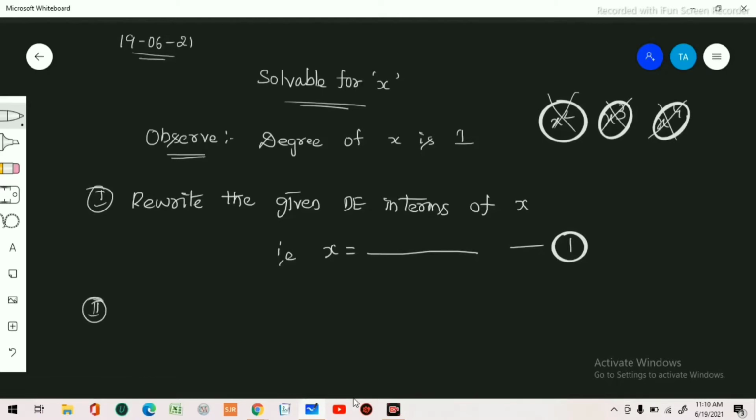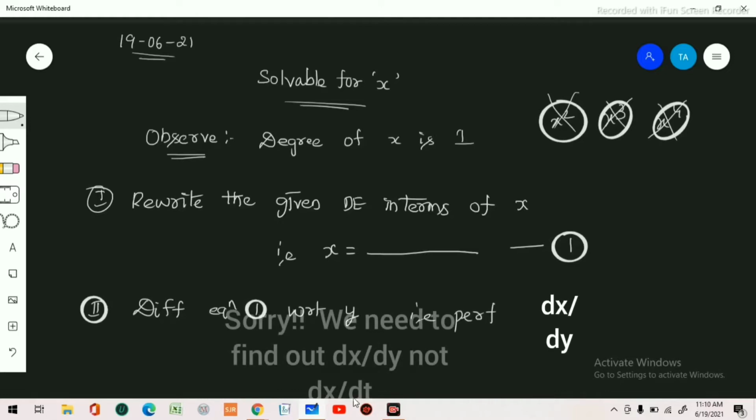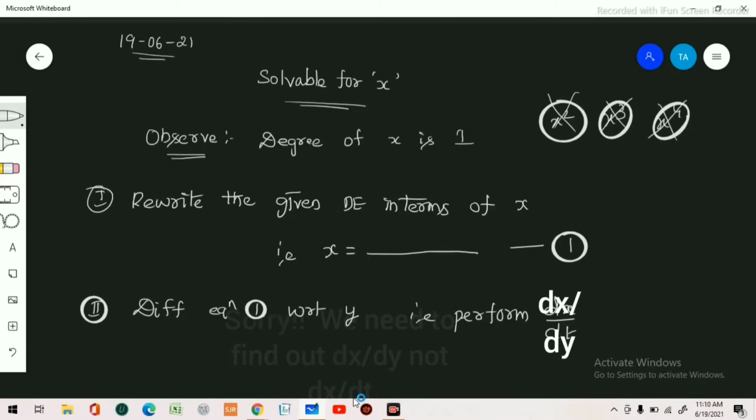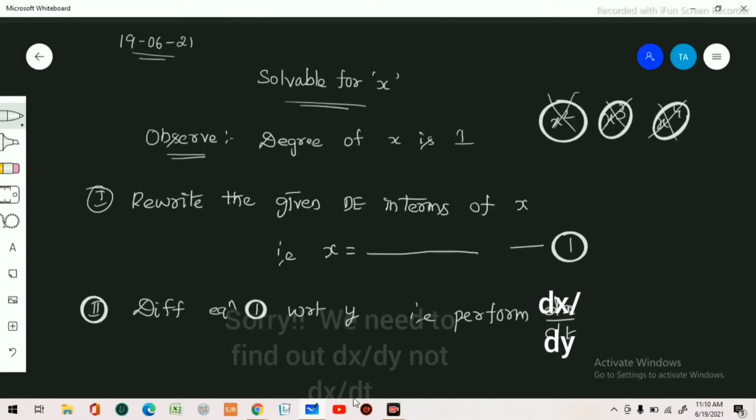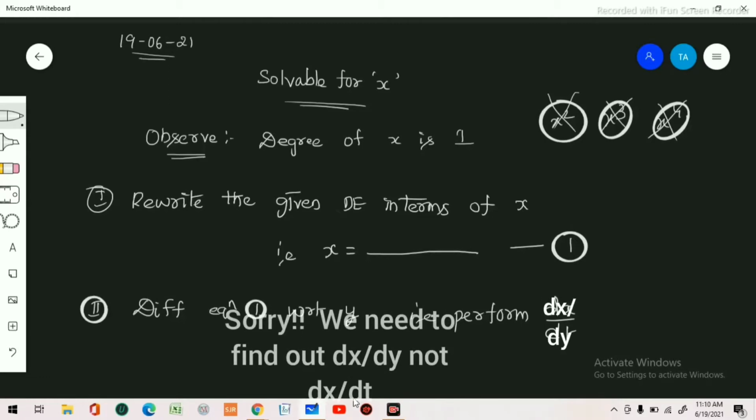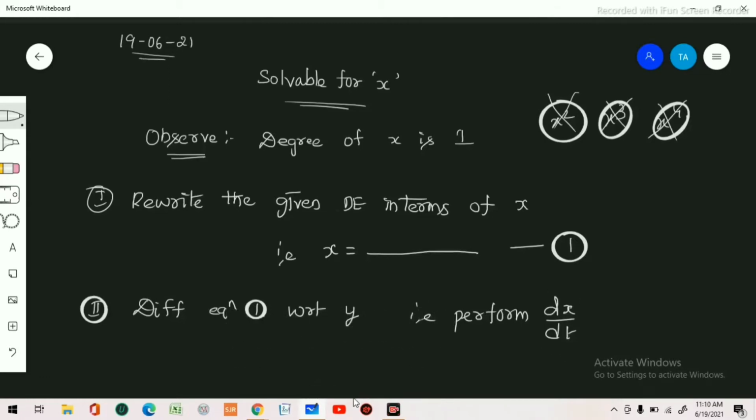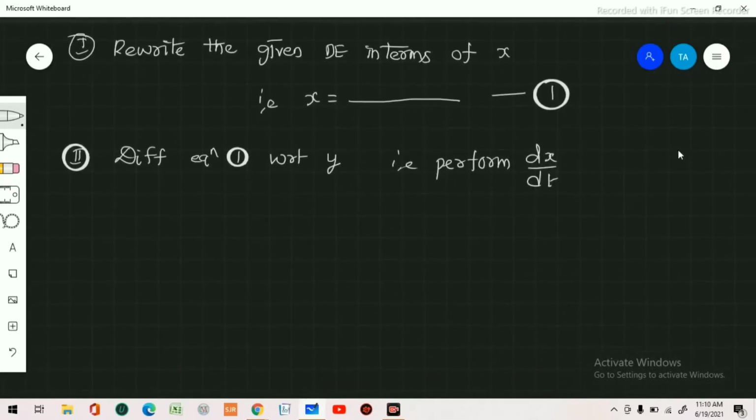Second step, differentiate equation 1 with respect to y. That means we need to find out dx by dy. Is it clear till now? Yes, sir.